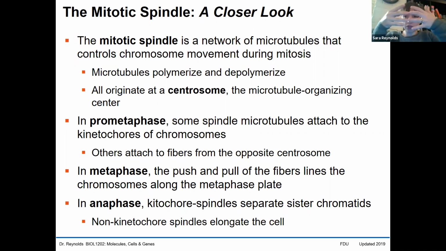But others are going to overlap so that you can push that spindle apart. And this is necessary once you've separated those sister chromatids by cleaving those cohesins that hold them together. So in metaphase, again, that push and pull is responsible for lining the chromosomes up. These are kinetochore microtubules. And then you're going to see these in anaphase, this idea of non-kinetochore spindles that actually elongate this entire network.